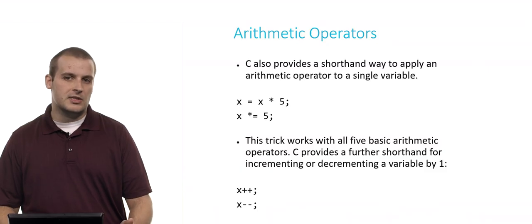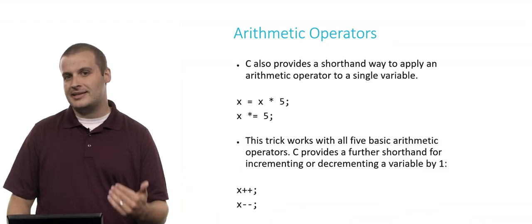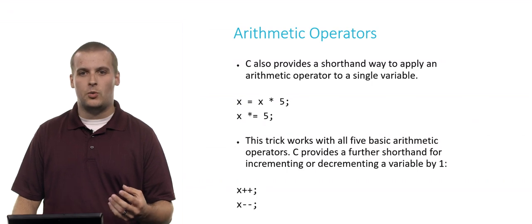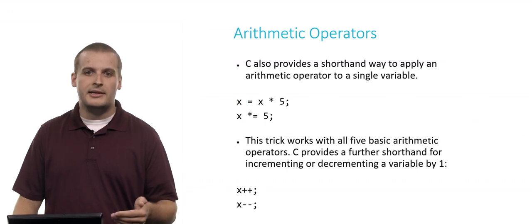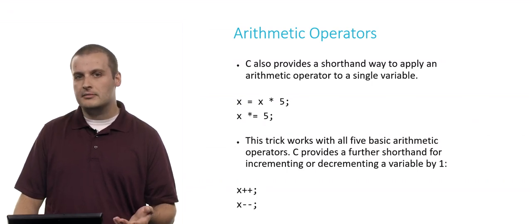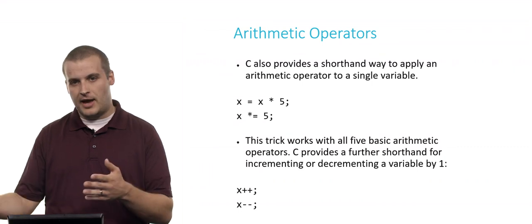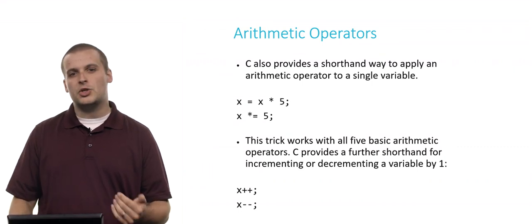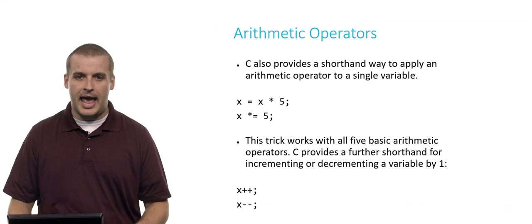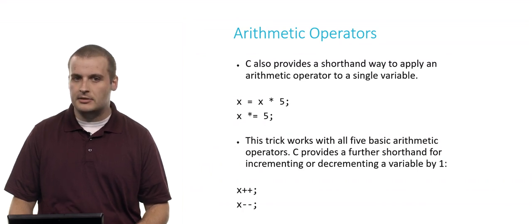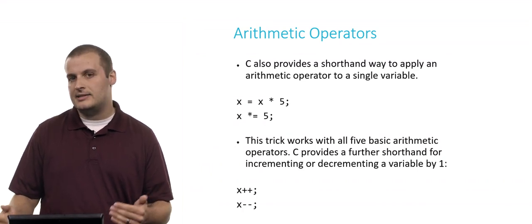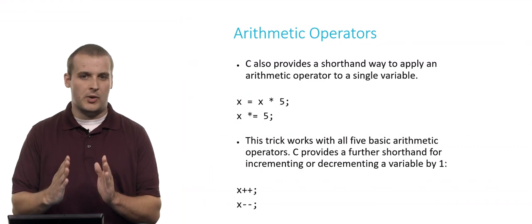So C also gives us a way to apply an arithmetic operator to a single variable in a little more shorthand way. On the previous slide, we saw x equals x times 5. That worked: x times 5 then gets stored back in x. There's a shorter way to do it, though, and it's the syntax x times equals 5. It's the same exact thing as saying x equals x times 5. It's just a slightly shorter way to do it.